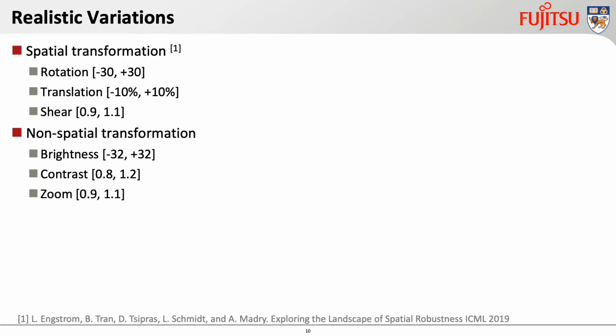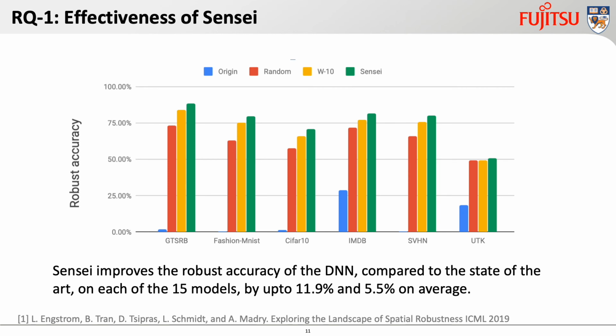We define the space of realistic variations using 6 transformation operators, which include 3 spatial transformations and 3 non-spatial transformations. We choose the transformation parameters according to existing papers. Those transformation parameters make sure the variations are still valid images. For instance, we restrict the rotation range from -30 degrees to 30 degrees to make sure the rotated image is still valid.